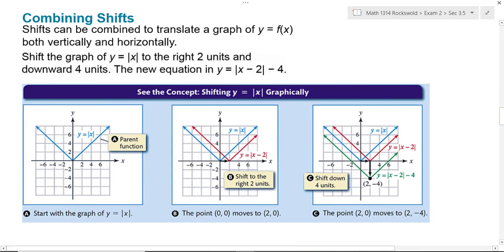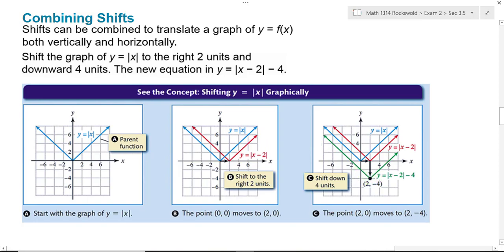We can combine the shifts to do more than one thing at a time. Shifts can be combined to translate the graph of y equals f of x both vertically and horizontally. Here we're looking at a picture where we shift the graph of y equals the square root of x to the right 2 units and down 4 units. We start with the parent function, and then this blue function gets shifted to the right 2 units. This is the absolute value function. And when we shift it to the right 2 units, it just slides everything over. And then when we shift it down 4 units, our final graph would be this green graph right here.